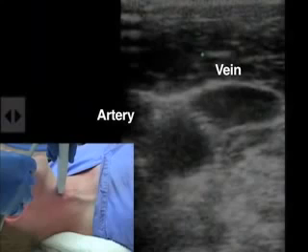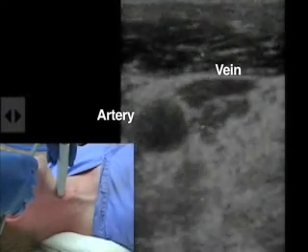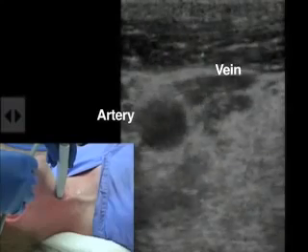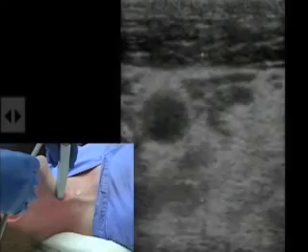insertion site. The vein and artery are identified on the image as circular and black. The vein is identified by applying gentle pressure with the probe. The non-muscular vein will collapse easily, whereas the artery will remain relatively circular.